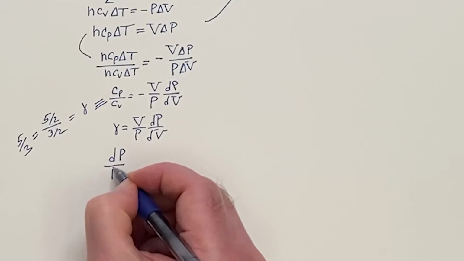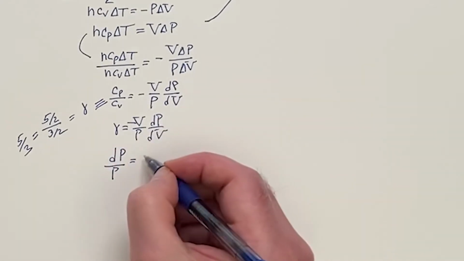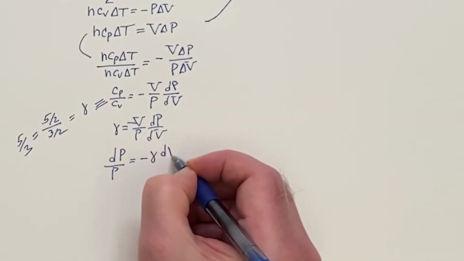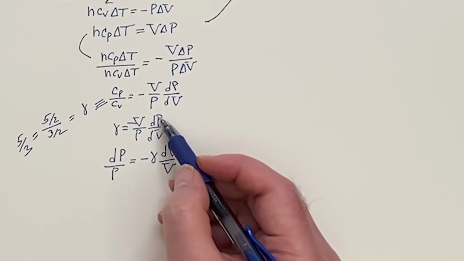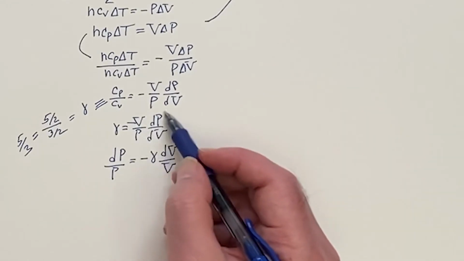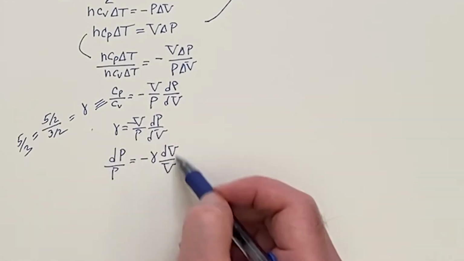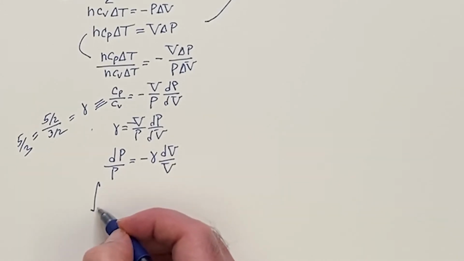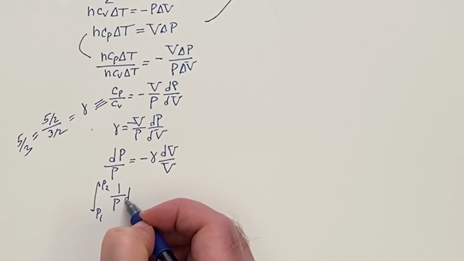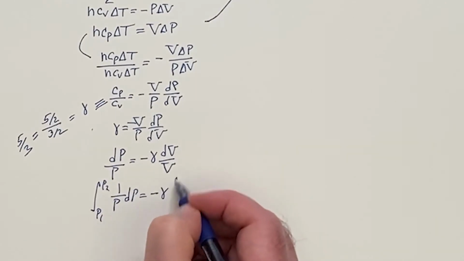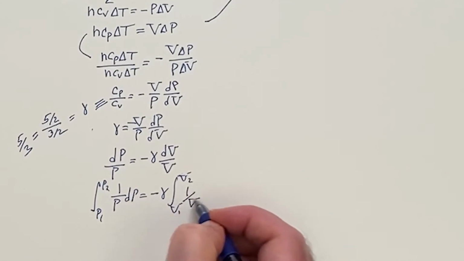dP over P is equal to, there's a minus sign here, minus gamma dV over V. So we just simply collect the V's on one side of the equation and the P on the other. So dP over P, that's here. And then if I put the dV over here and the V underneath with the minus sign, I get this. And now I can integrate from P1 to P2, minus gamma, V1 to V2. This is 1 over V.